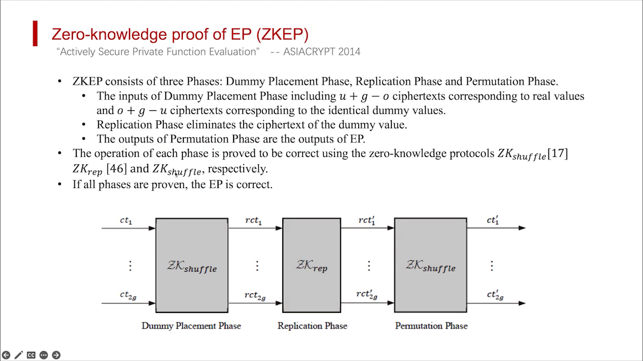The ZKEP is a generic zero-knowledge protocol to prove that EP is correctly executed. ZKEP consists of three features: dummy placement, representation, and permutation. Each feature has a zero-knowledge protocol. If all features are proven, the EP is correct.